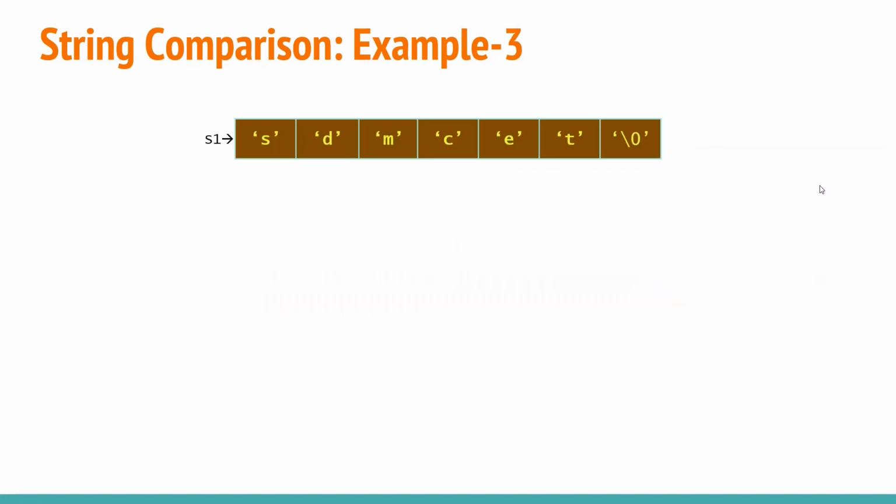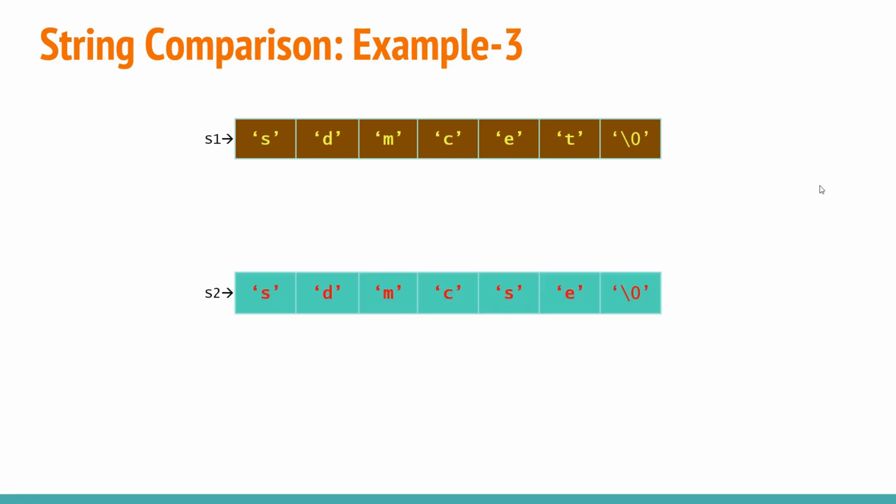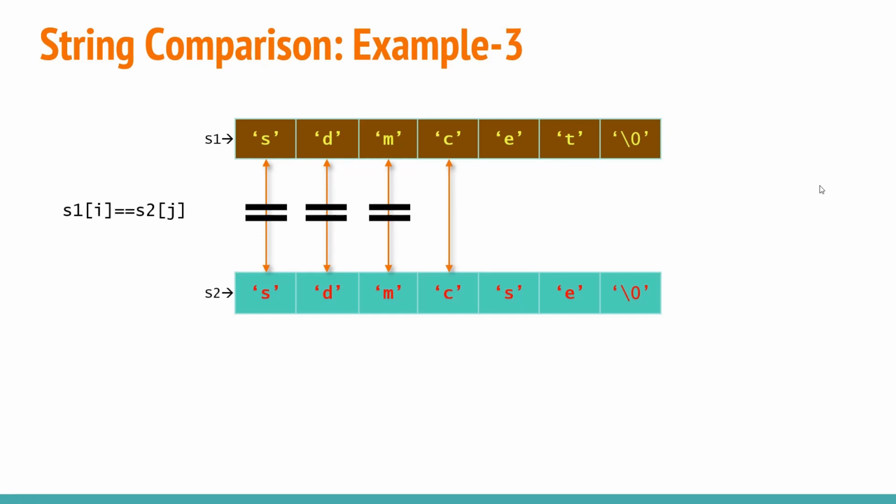Let us have a look into it. Now S1 is all in small case letters, and also notice even S2 is all in small case, but content is different. Instead of SDMCET, we have SDMCSE. S is compared with again S, D is compared with D, which is same. M is also compared with M, which is same. C is compared with C, which is same. Now E is compared with S, which is not same.